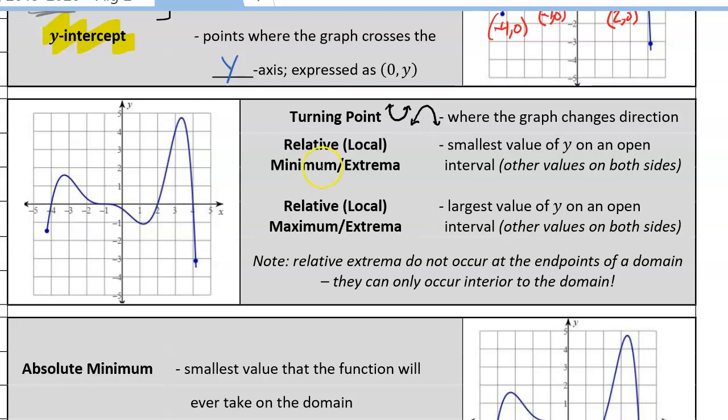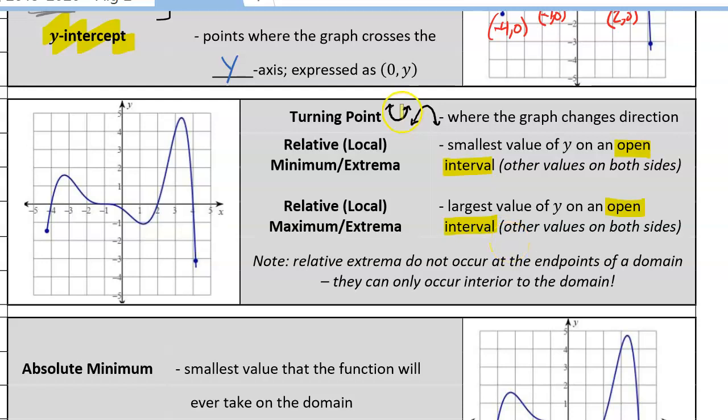We use them as either minimum or maximum. Now, there are different types of min and maximum. The first one we're talking about is relative, or sometimes called local. It is the smallest value in an open interval, or the largest value on an open interval. Now, what I mean by open interval is there are other values around it.